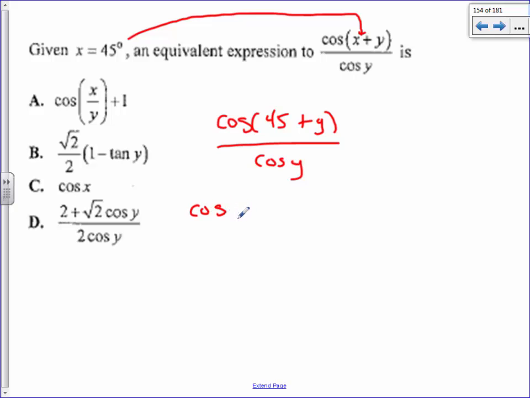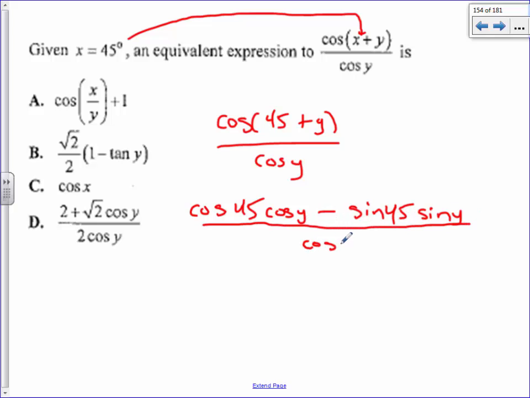Cosine A plus B is going to be the cosine A, cosine B, and then plus or minus? Minus, and then sine A, sine B? Did I do that correctly then? The adding cosine rule means go cos, cosine, sine, and then subtract?